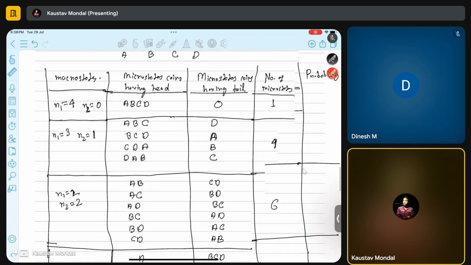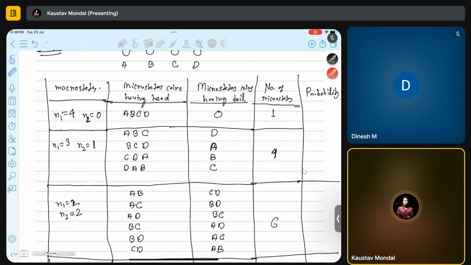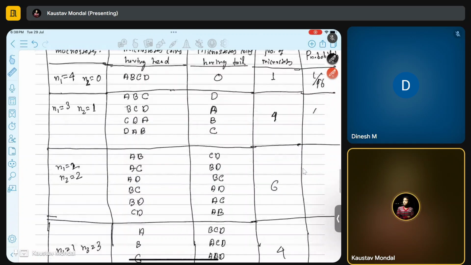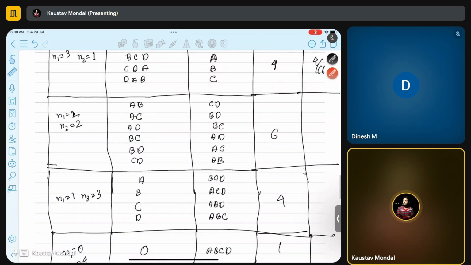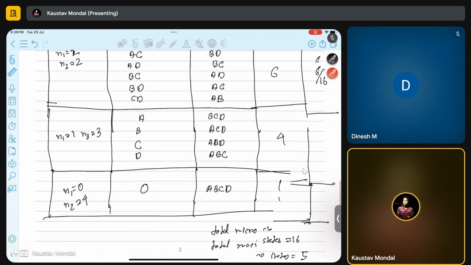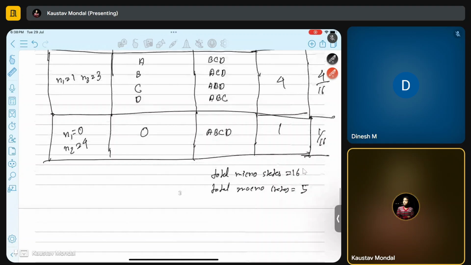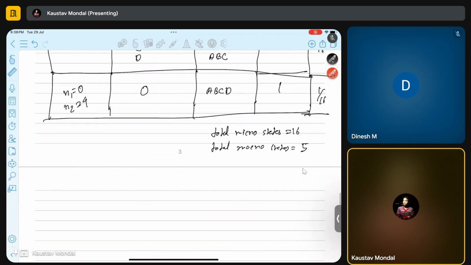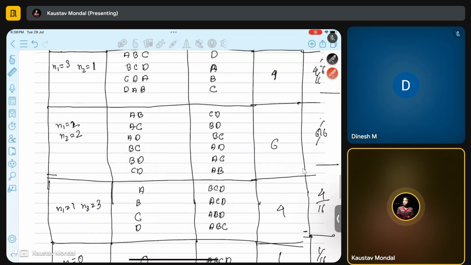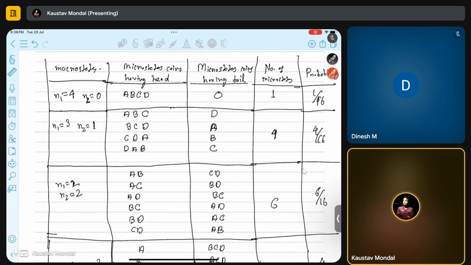Now calculating the probability is the easiest thing. Just divide the number of microstates by the total number of microstates, right? 1 by 16 in this case. This case it would be 4 by 16. This case it would be 6 by 16. This case it would be 4 by 16. This case it would be 1 by 16. If you add all of these probabilities, you will definitely get 1. That's for sure, so everything is consistent with each other.